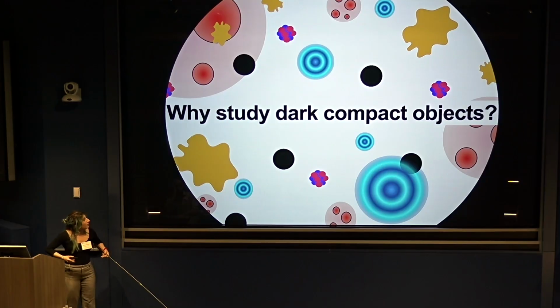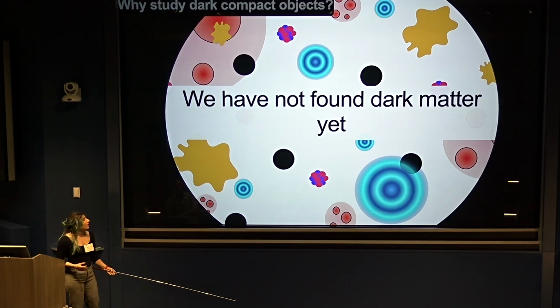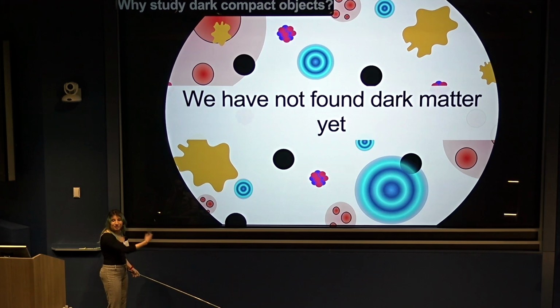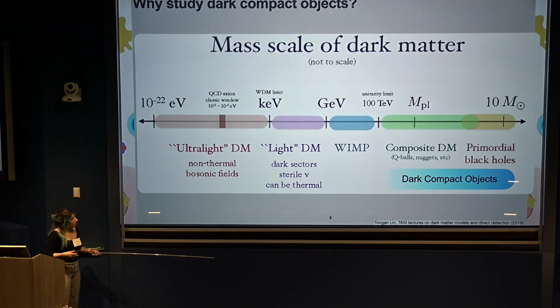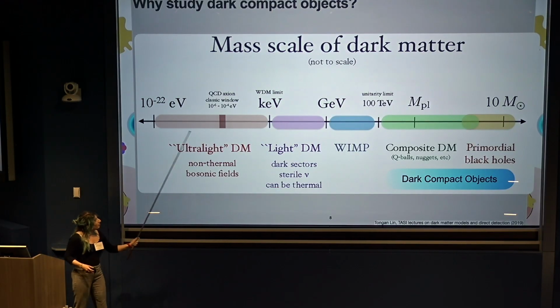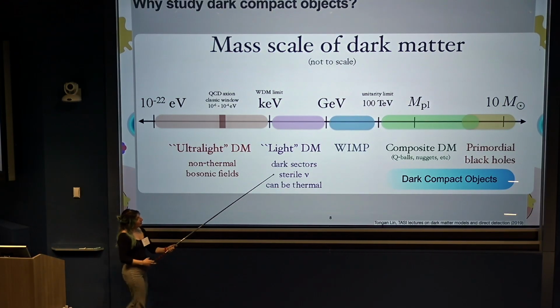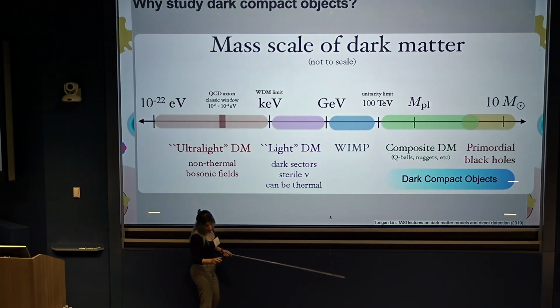And the question would be, why are these objects worth thinking about? Well, I will remind the audience, we have not yet figured out what dark matter is. And in the search to try to understand what dark matter is, we've got this enormous range of masses about what dark matter could be, and dark compact objects fall here right up at the highest end of masses.